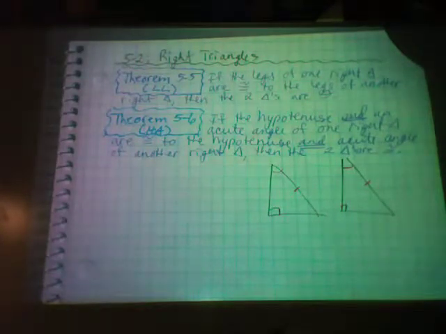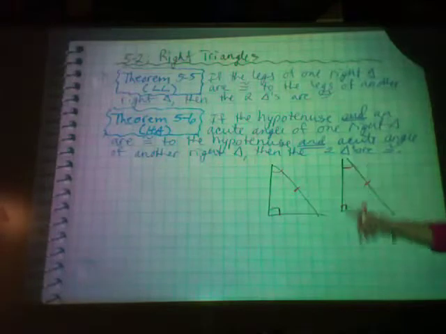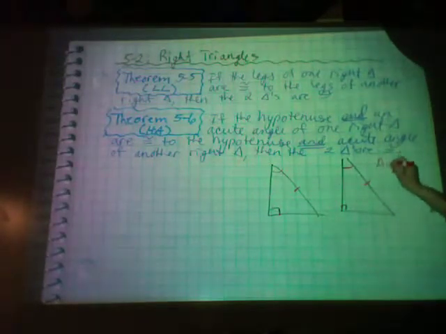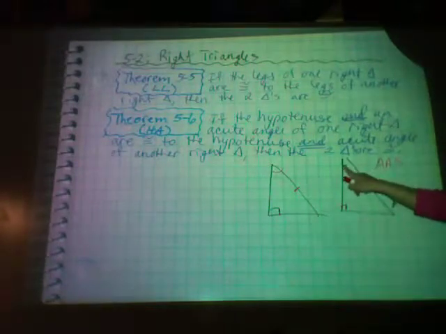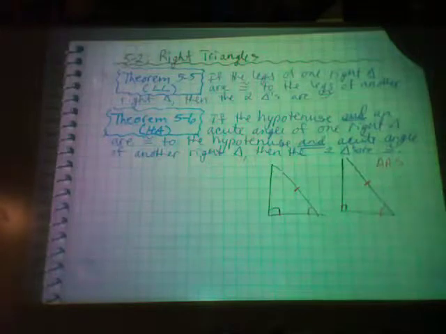So you're saying the side is not included, is that correct? Yeah, the side's not included because if it were, it would be in between here, and that's not the side we're looking at. So this side is not in between those two, so it would have been AAS. Well, what if we hadn't chosen this angle and instead we had chosen this one? Would it still be AAS? Yes. So whichever set of corresponding acute angles you choose, you would have had AAS.